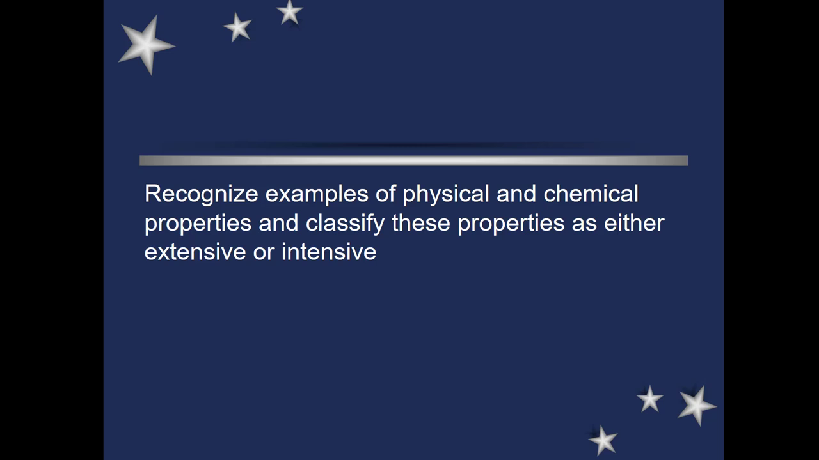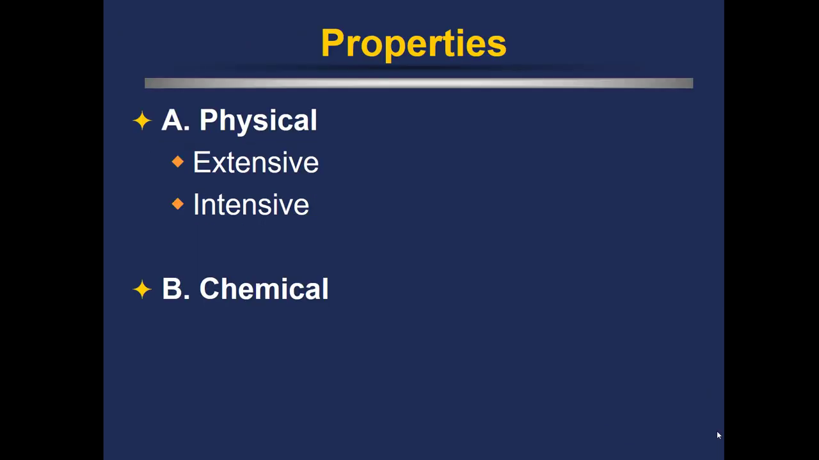In this video, we will talk about examples of physical and chemical properties, and we will also classify physical properties as either intensive or extensive. Physical properties, there are two different types, extensive and intensive, and then we'll talk about chemical properties.